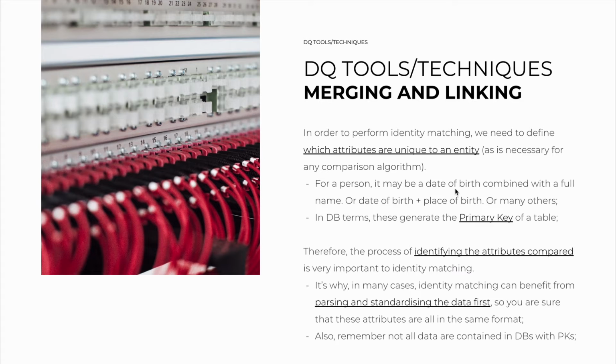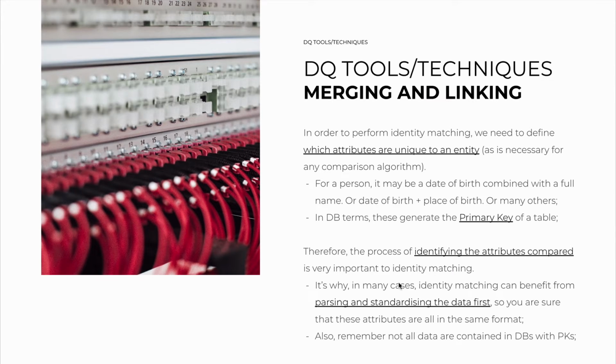Out of curiosity, for people that deal with databases, you will know that these attributes are usually what generate what is called the primary key of a table. That is, a unique identifier for a given record. And if you think about it, that makes sense, because the attributes that allow you to distinguish a record from any other record in a database are the ones that define its uniqueness. So you can also use them for comparison with others, because if you obtain a match, since they're so unique, then the only possibility is that they're the same record. Therefore, as you're seeing, the process of identifying the attributes which are compared is very important to identity matching.